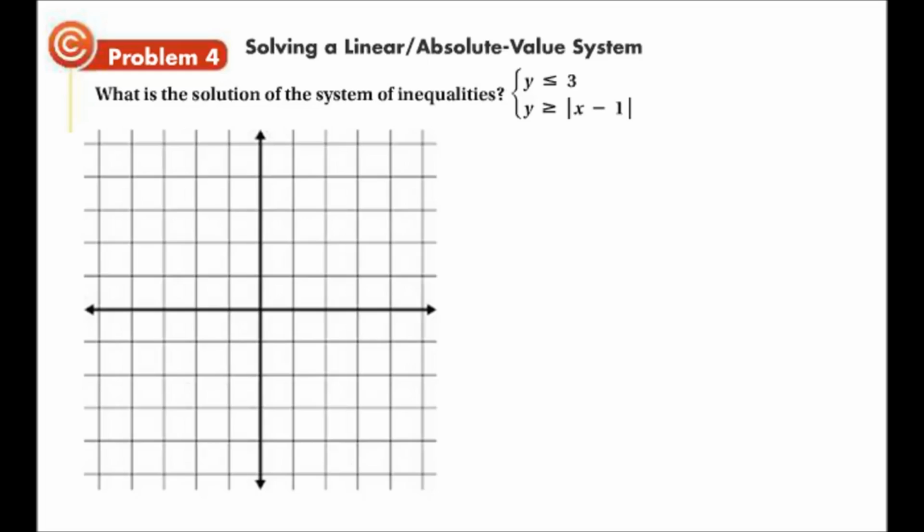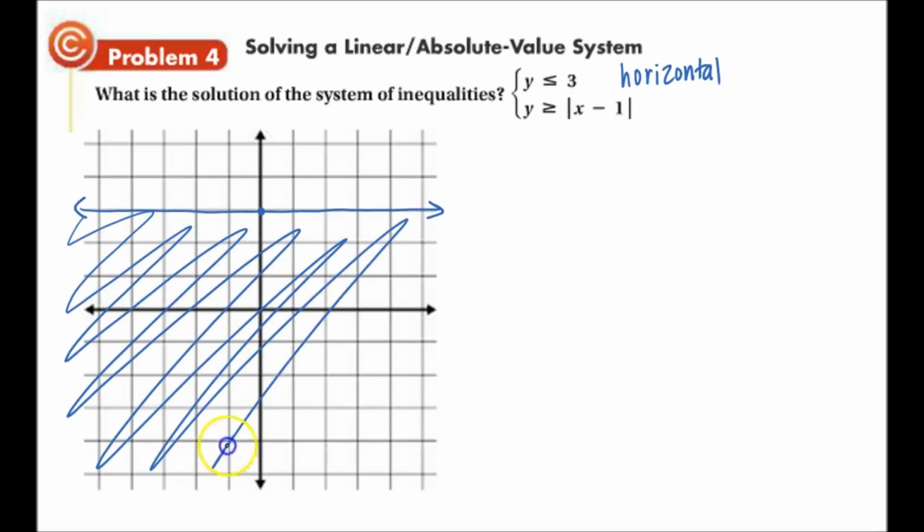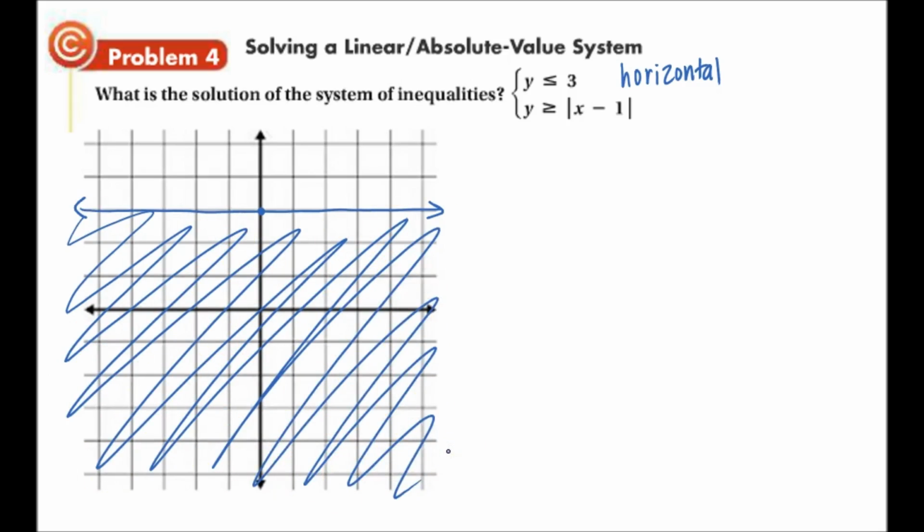In example 4, we're given the system of inequalities: y is less than or equal to 3, and y is greater than or equal to the absolute value of x minus 1. The first inequality is a horizontal line, because it starts with y equals and there's no x involved. So let's graph that. Go to the y-axis and go to positive 3, and then draw a solid horizontal line going through that point. Make sure you put arrows at the end, and we're going to be shading below due to the less than or equal to symbol.